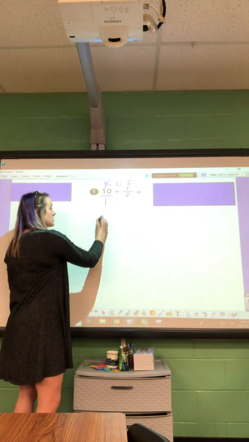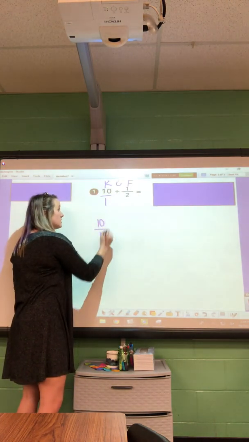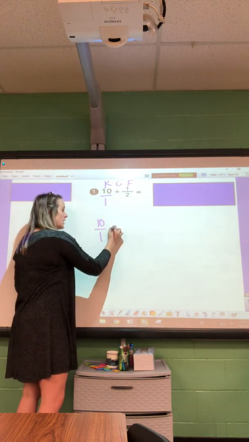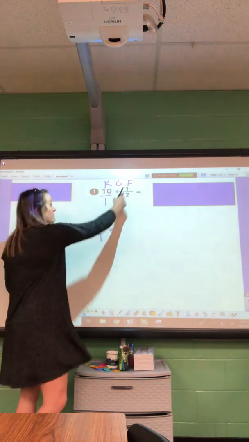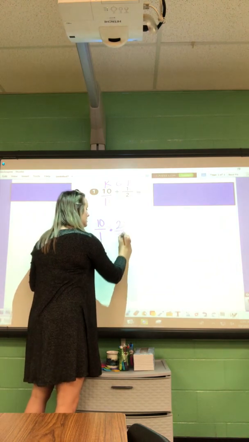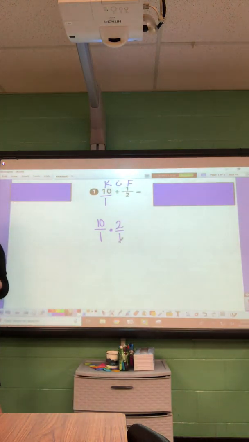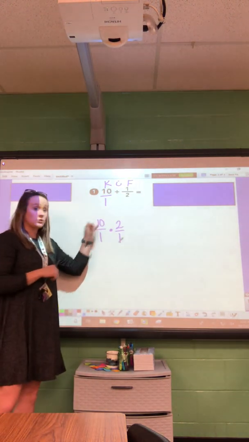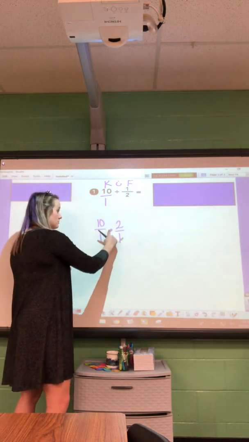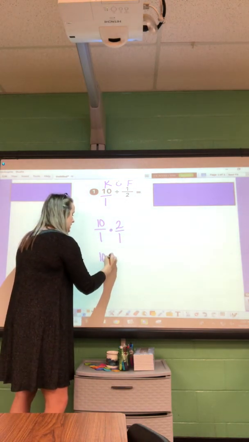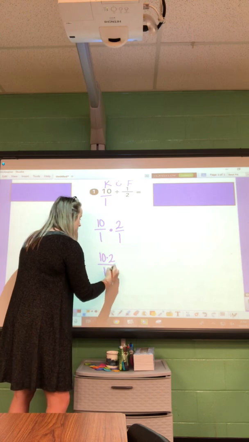So keep this first fraction the same, 10 over 1. Change division to multiplication, and then flip your second fraction. So now it becomes 2 over 1 instead of 1/2. From there, we're just going to multiply. So top times top, bottom times bottom. 10 times 2, 1 times 1.